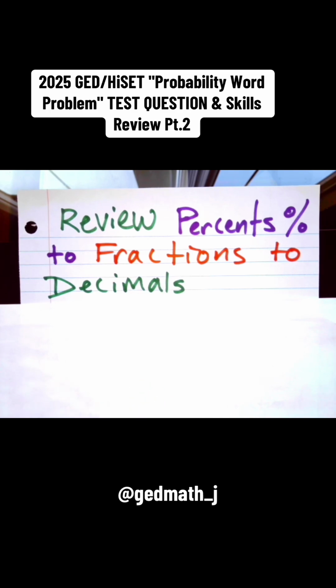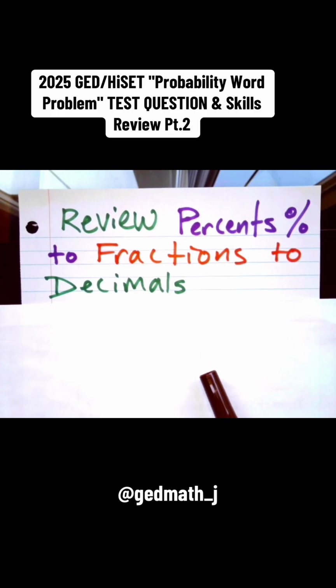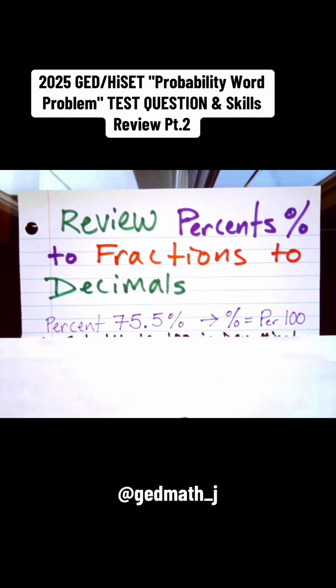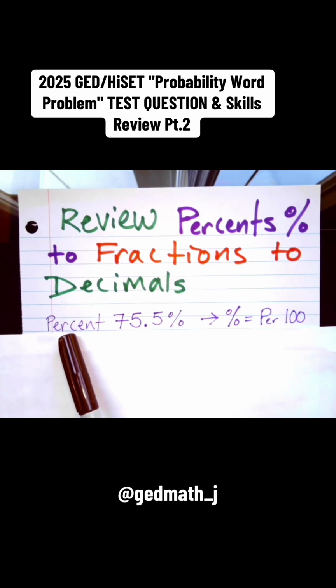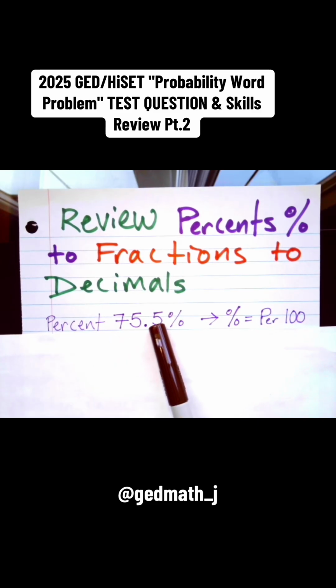And this will probably be a 3, maybe 4-part video in understanding those skills in order to answer that probability word question, which we will go back to at the conclusion of these videos. So let's just go ahead and get started. So I want to take this percent, 75.5%. You can write 1/2 here and eliminate the decimal, or 0.5 also represents 1/2.